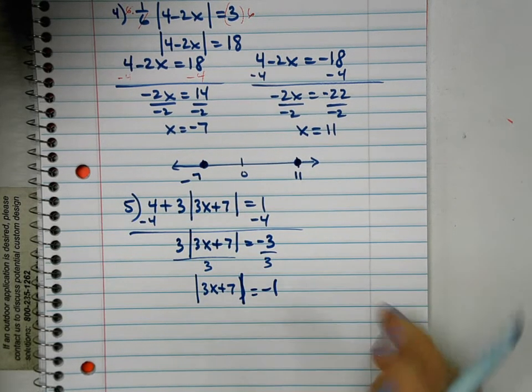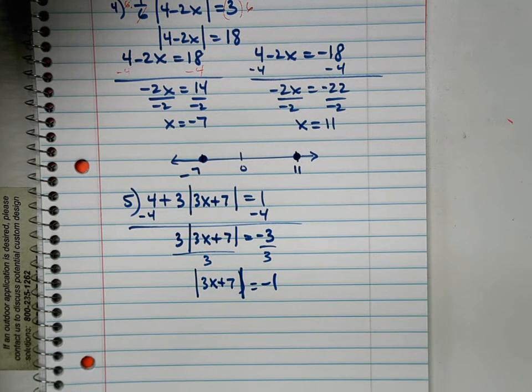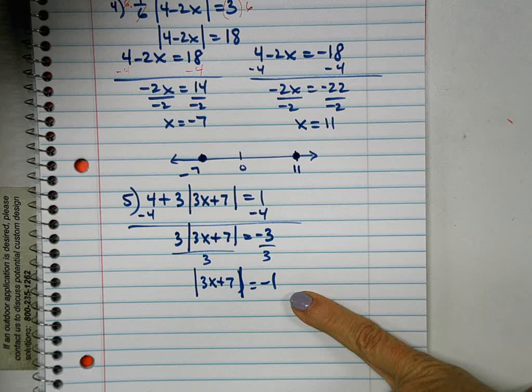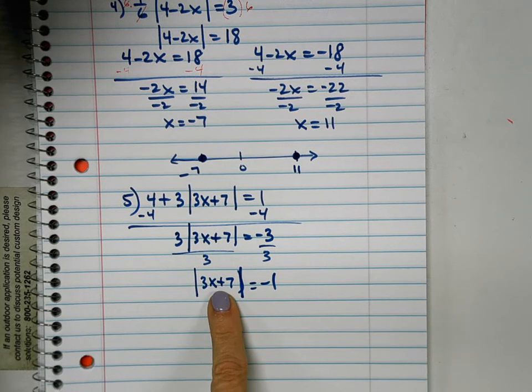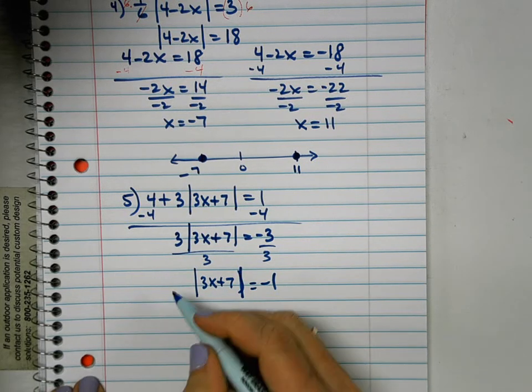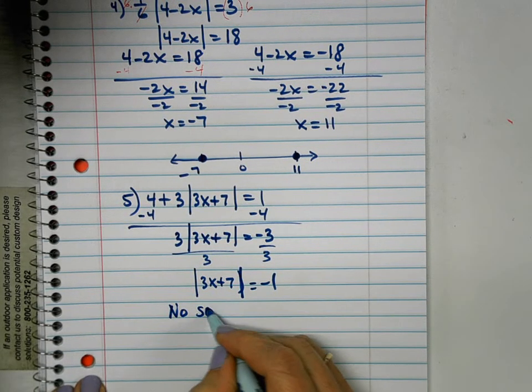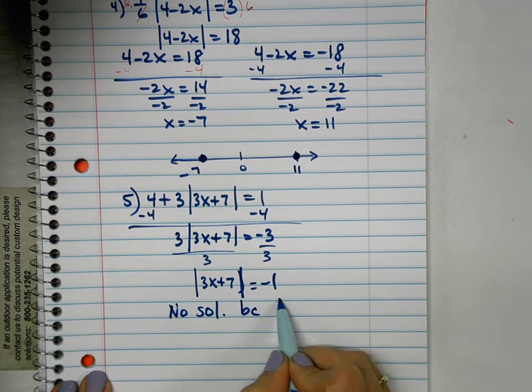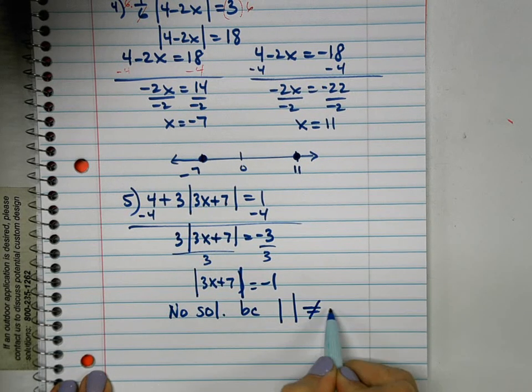And this is where kind of bells and whistles, red flags should be going off. You got an absolute value, and on the other side you have a negative. Is it ever possible for me to take the absolute value of something and have it equal a negative? No. So what's the answer to this? No solution. So you just write no solution. We'll abbreviate it no SOL. And we'll say because an absolute value can't equal a negative. Math shorthand right there.